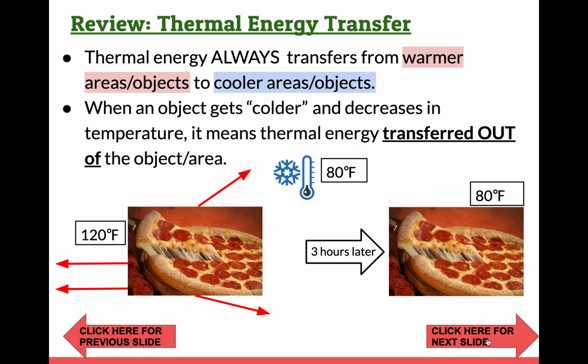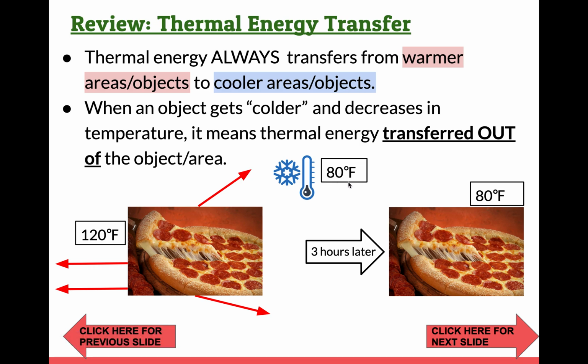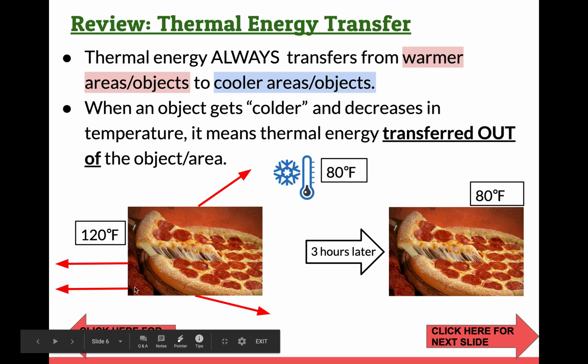Okay, so a quick review. Thermal energy transfer always happens from warmer areas to cooler areas. And when an object gets colder and decreases in temperature, it means that thermal energy transferred out of the object. If you look at this pizza, it was originally 120 degrees, and outside it might be 80 degrees. So the pizza is hotter than the surrounding area. If the pizza is warmer, that means thermal energy will transfer from the warmer pizza to the colder surrounding area. These arrows show that thermal energy is leaving our pizza.